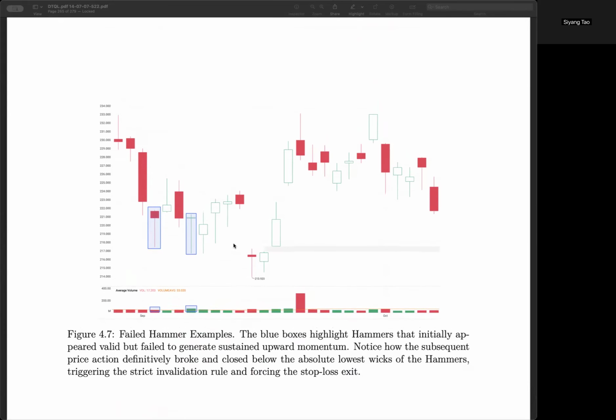Never trade a hammer without respecting its absolute low. In our next session, we will invert this logic and study the inverted hammer.